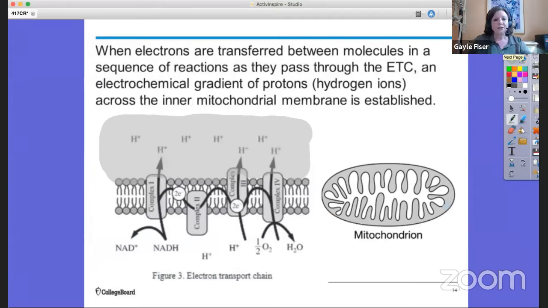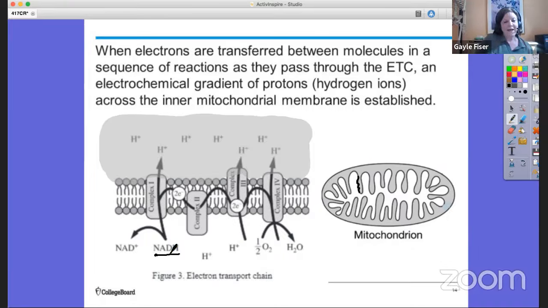Here's a larger version so you don't have to try to figure out what was going on in that little one. When electrons are transferred between molecules in a sequence of reactions as they pass through the electron transport chain, an electrochemical gradient of protons, or hydrogen ions, across the inner mitochondrial membrane is established. So here we have NADH. Where are we right now? We're on the inner membrane of the mitochondria. And this shaded area, this is why I've been obsessing over this diagram and the chloroplast one for the last 2 lessons, because now we're going to use it.